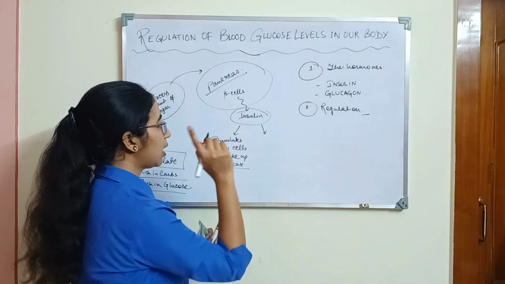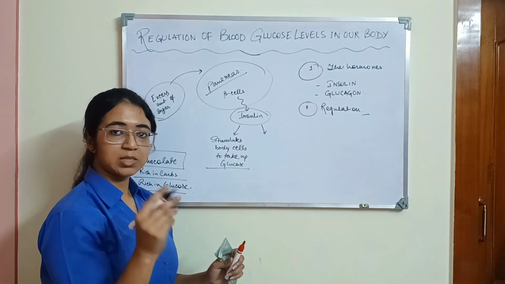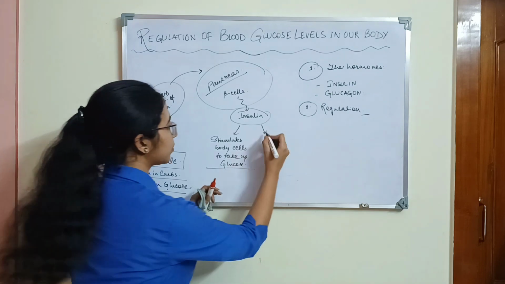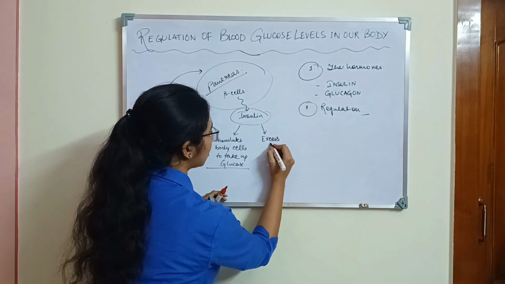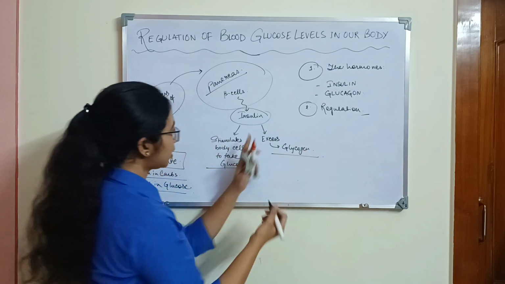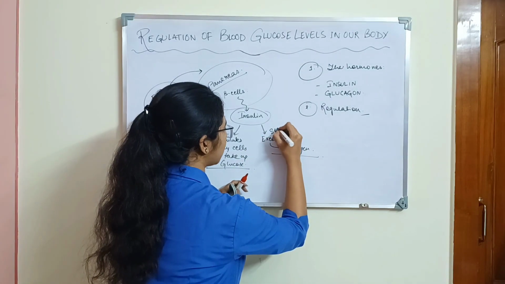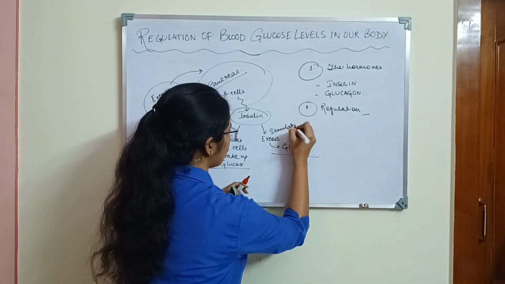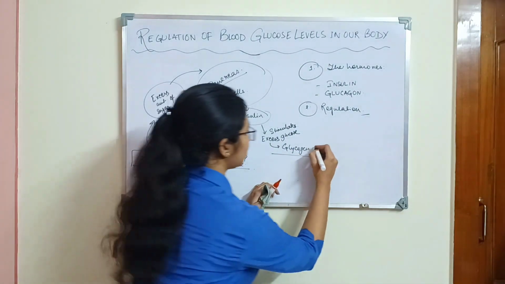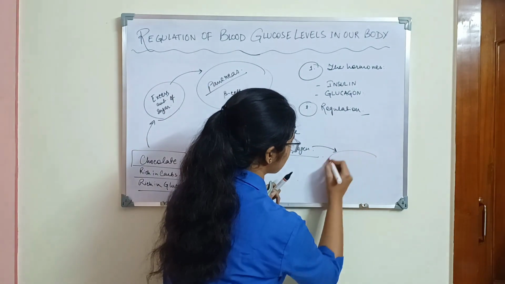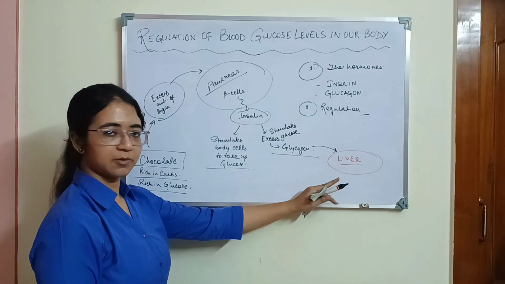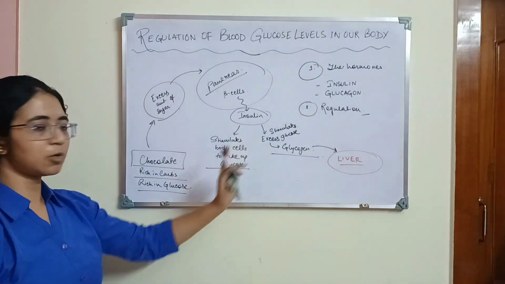Therefore, insulin does that. After the body cells have taken up glucose, the excess amount is converted into glycogen. Insulin stimulates the conversion of excess glucose to glycogen. This glycogen is stored in the liver. Why is it stored? We will come back to that again. Okay, so this is the entire mechanism of insulin.